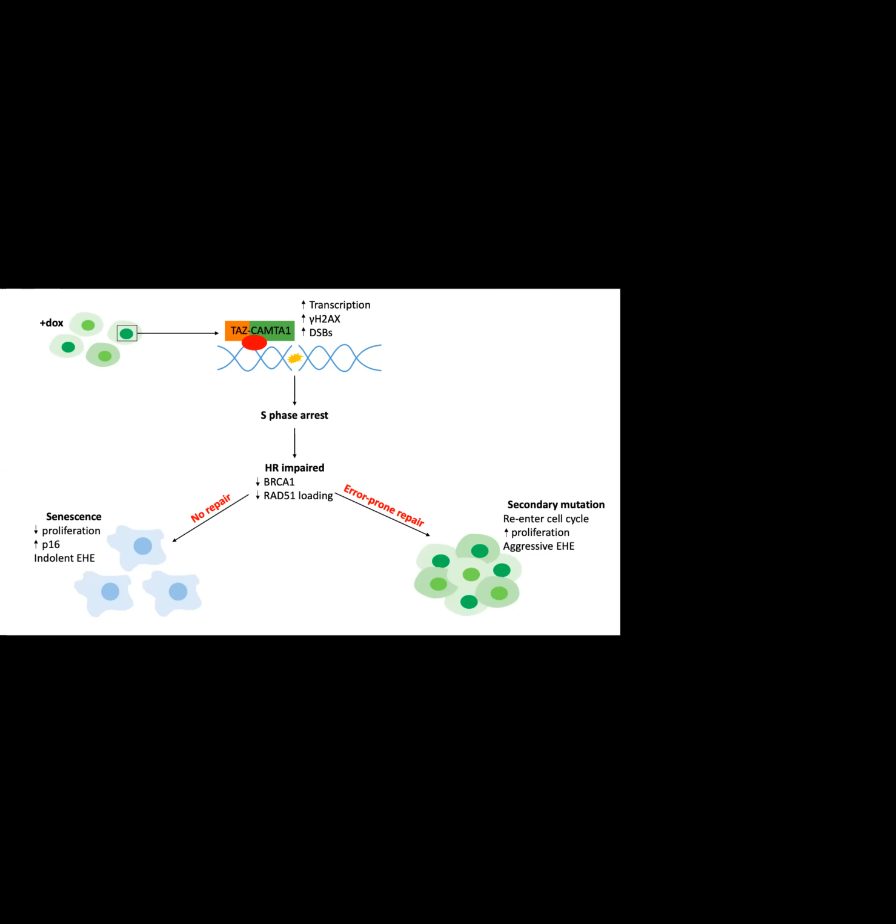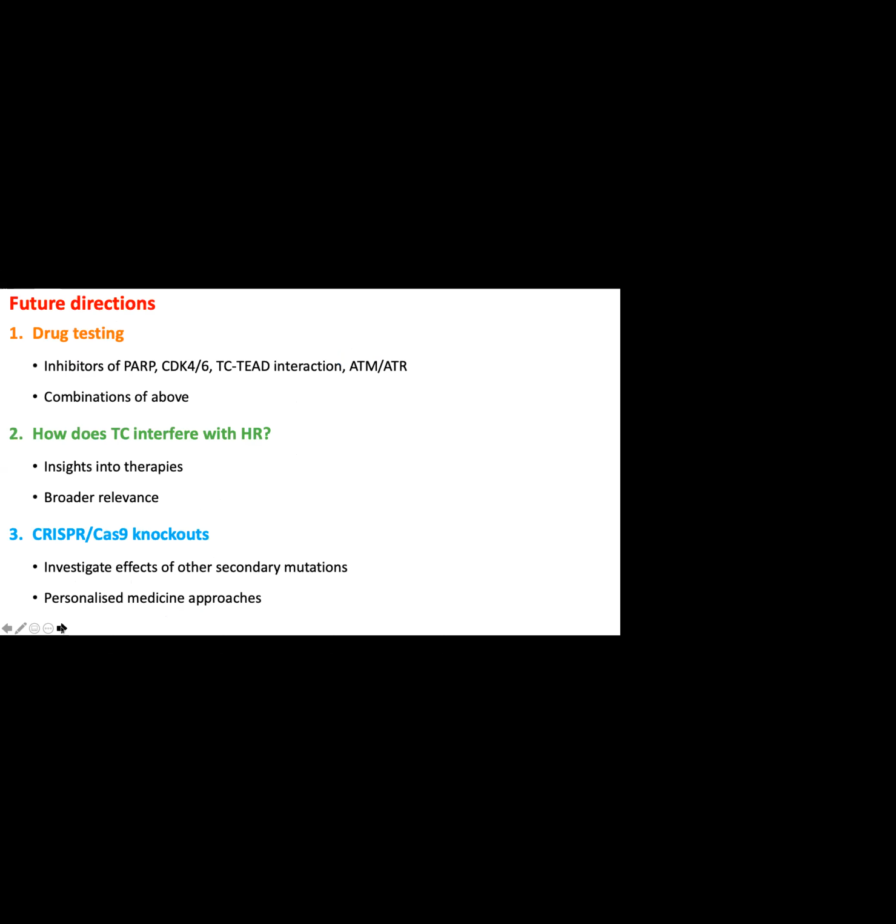And we reckon that this could maybe represent a more indolent EHE. However, there's always a chance that error-prone repair might take place, and a secondary mutation could allow senescence bypass, and this could represent the switch to a more aggressive EHE. So this is what, in the future, we reckon we could do with this model, with this information that we found out so far.